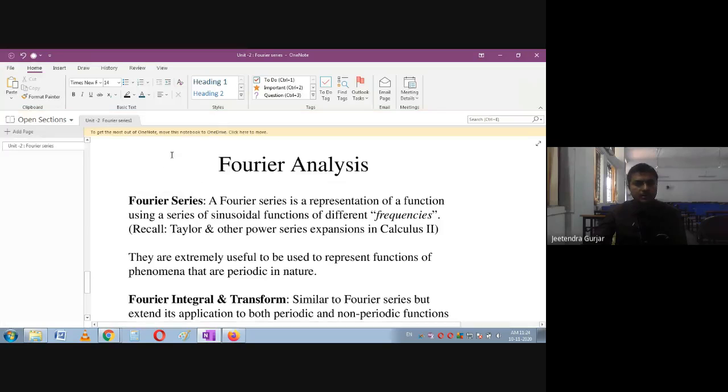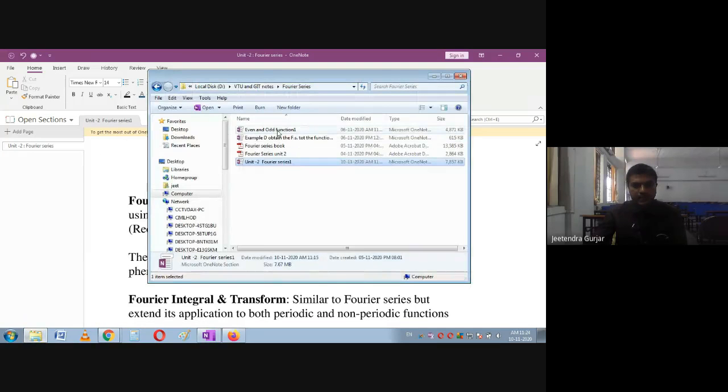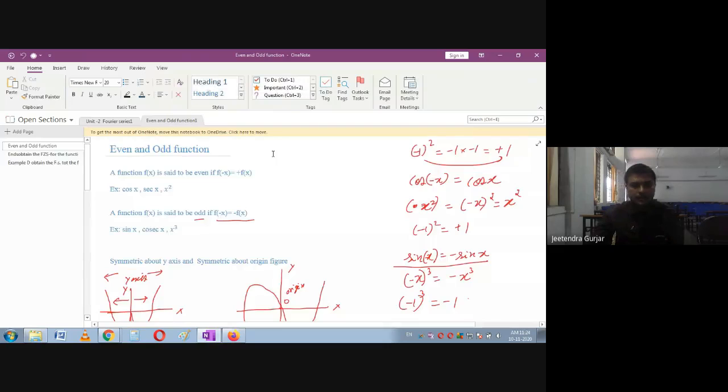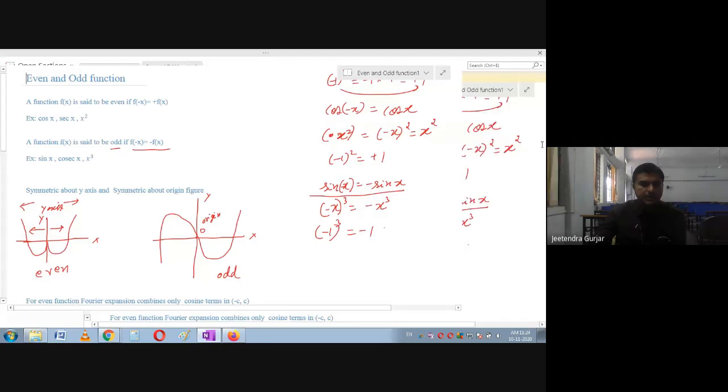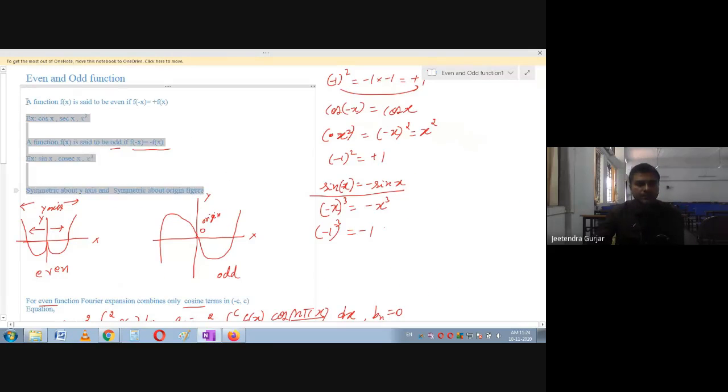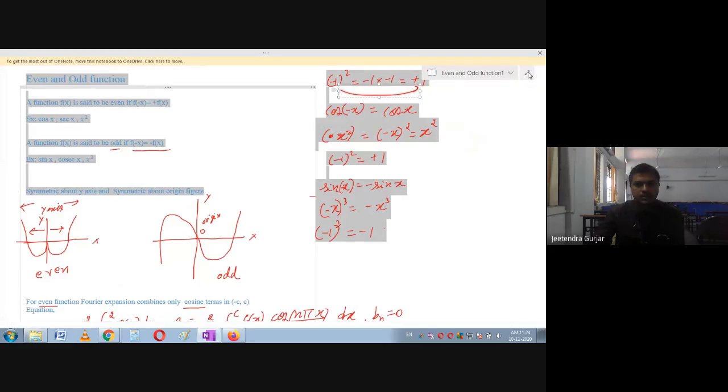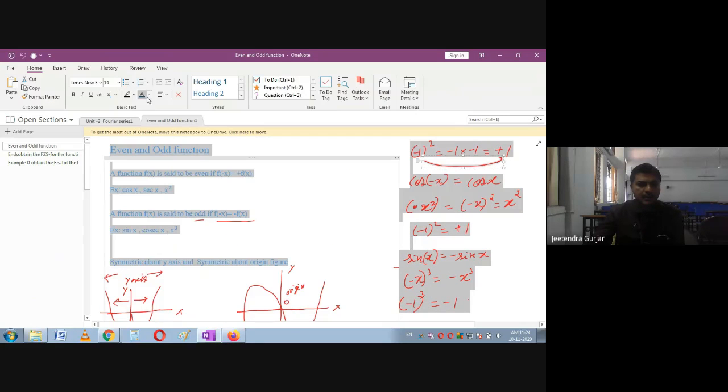Okay, students. Now we are going to see the next one, how we are going to use the examples. Now just see, we go through the odd and even functions.